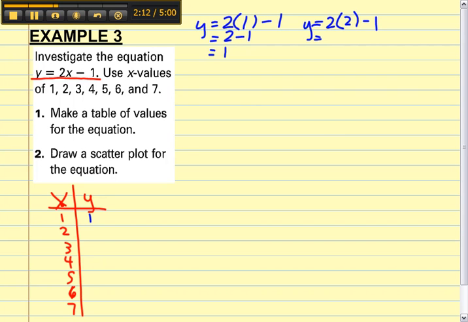Now what do I do first, Devin? Multiply 2 times 2. And that gives us 4. And 4 minus 1 is 3. Beautiful. Bolton, you want to do the next one for me? Y equals 2, and then parentheses 3, minus 1. What do you do first, Bolton? Multiply 2 and 3. And what do I get? 6, minus 1, and that is 5. Awesome.